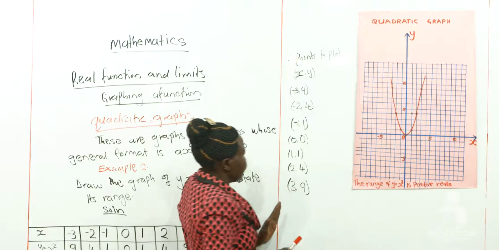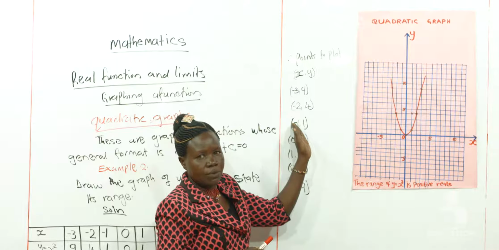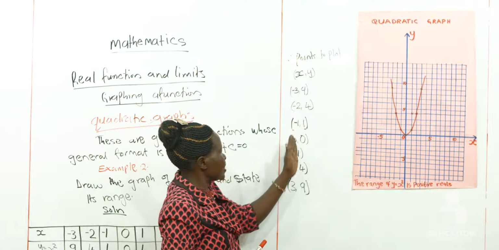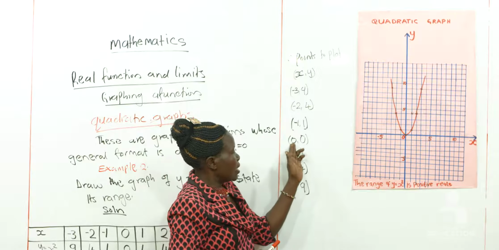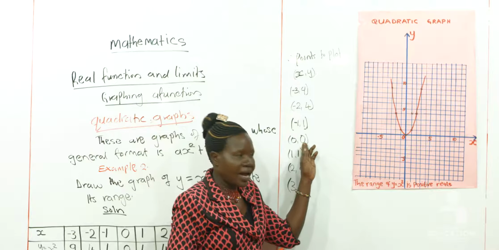So we are done with the first side, that is the negative of the x-axis. And then we come to 0 on the x-axis, 0 on the y-axis.